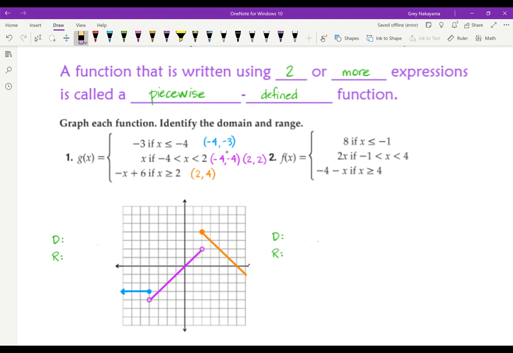So I plotted all of those points first. So negative 4, 3, I color-coded it to try to help you see.